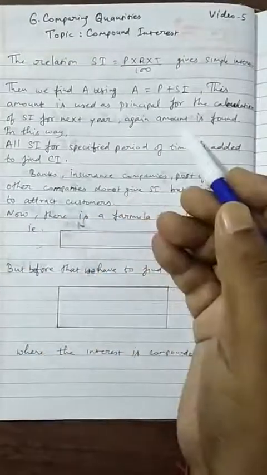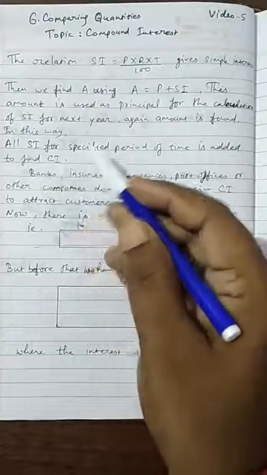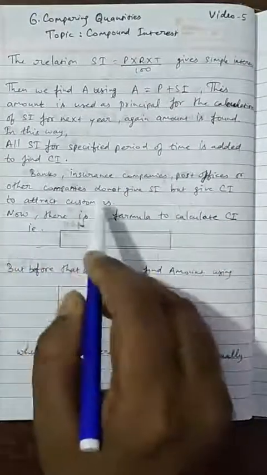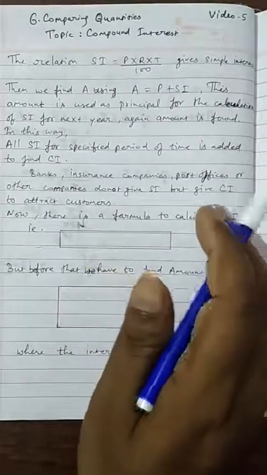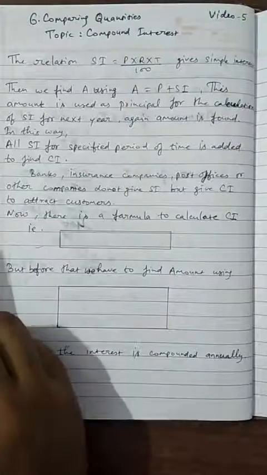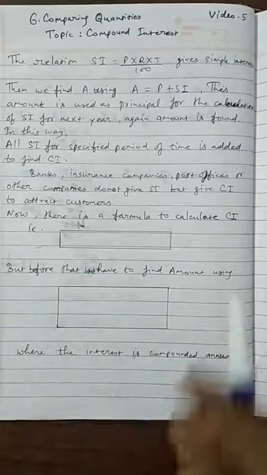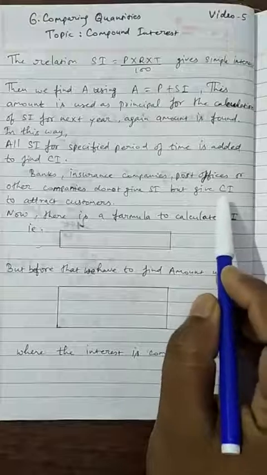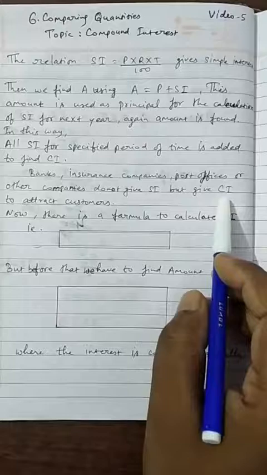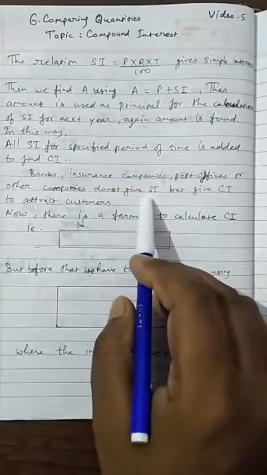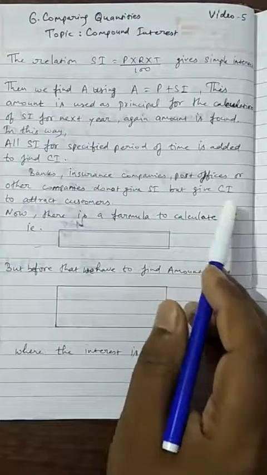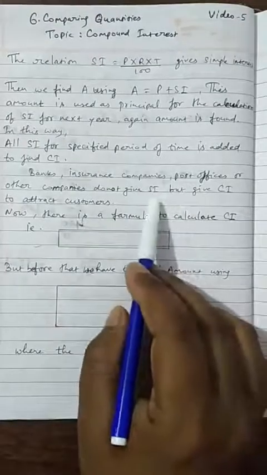So this is the long method. How do you find the compound interest? But banks, insurance companies, post offices or other companies do not give simple interest, but they give compound interest these days to attract customers, because the result of the amount that we get in the compound interest is more than the simple interest. The value of compound interest is more than the simple interest.